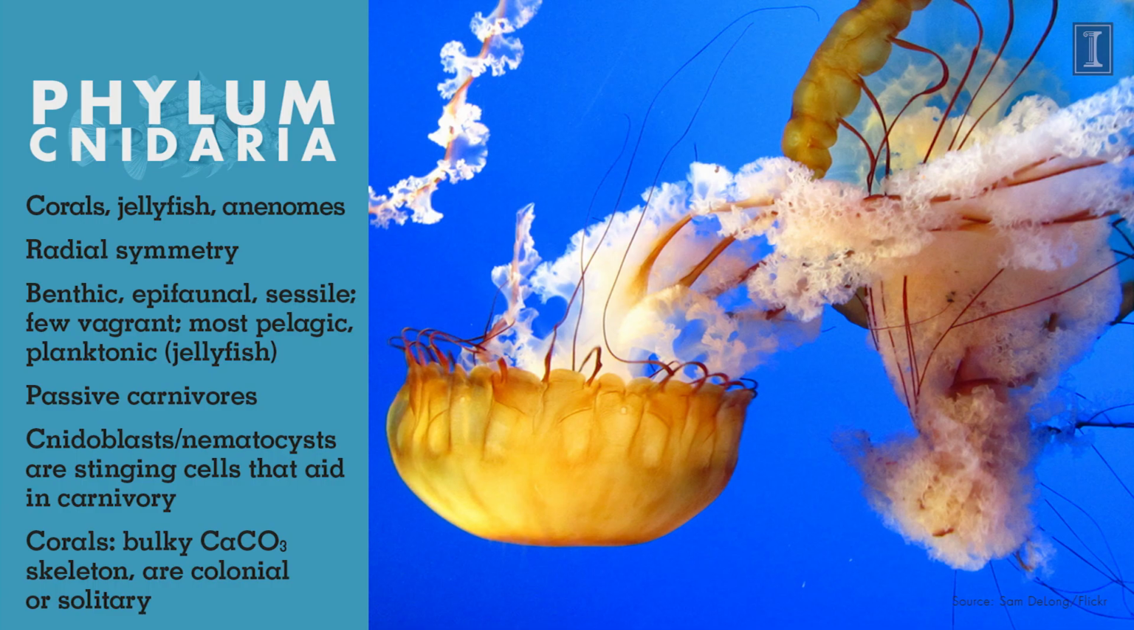There are a few vagrant cnidarians, but most of them are pelagic and planktonic. Remember, that means they're kind of floating with the currents in the ocean. A jellyfish is radially symmetrical. It's not going in a particular direction, but it does move. The phylum Cnidaria are composed of carnivores. They are vagrant, and they are passive carnivores, meaning they can't hunt in a particular direction or a particular food source, but they do eat live prey.